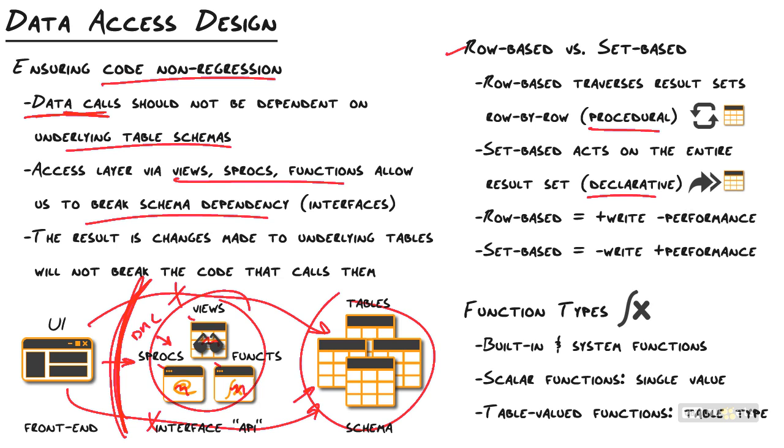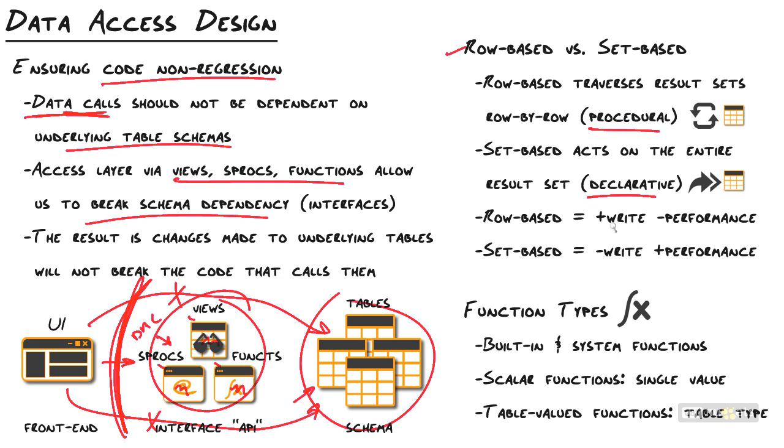And another way to think about that is row-based processing. You're in the row mindset, row by row. Set-based processing, you're in the column-based mindset. You're thinking about affecting entire columns rather than rows. So just another way to think about it.